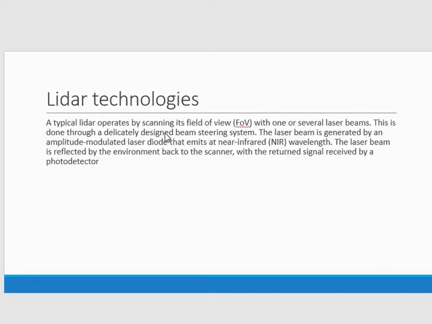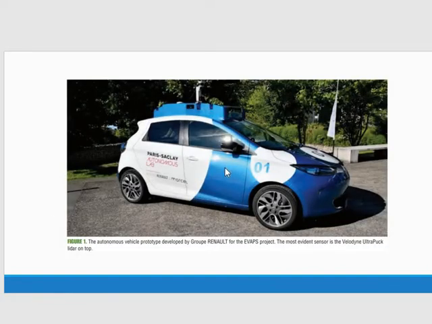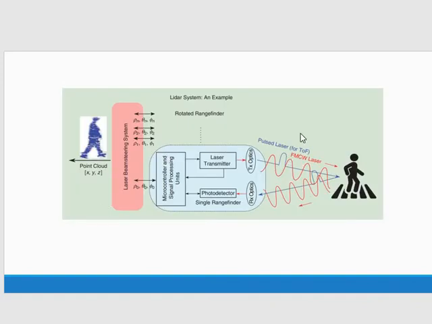LiDAR technology scans its field of view with several laser beams, done through a delicately designed beam steering system. The laser beam is generated by an amplitude modulated laser diode that emits a near-infrared wavelength signal, which is reflected by the environment back to the scanner, with the returned signal received by a photodetector. And this is the autonomous vehicle prototype used by the EVAMS project. Here we can see the LiDAR signal.